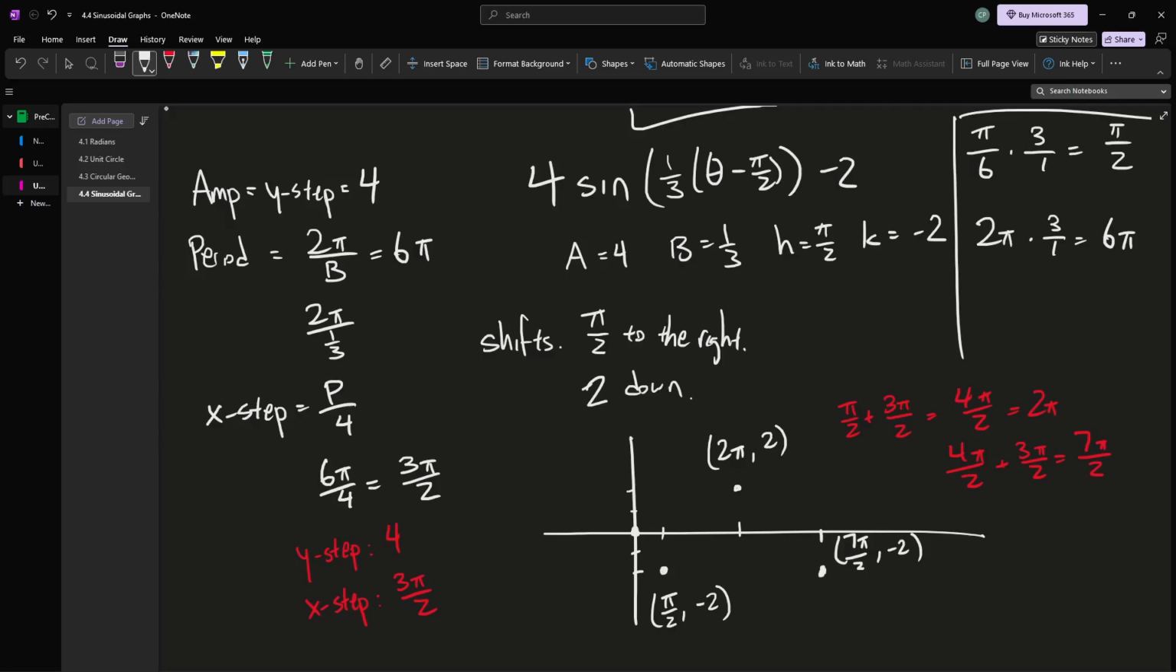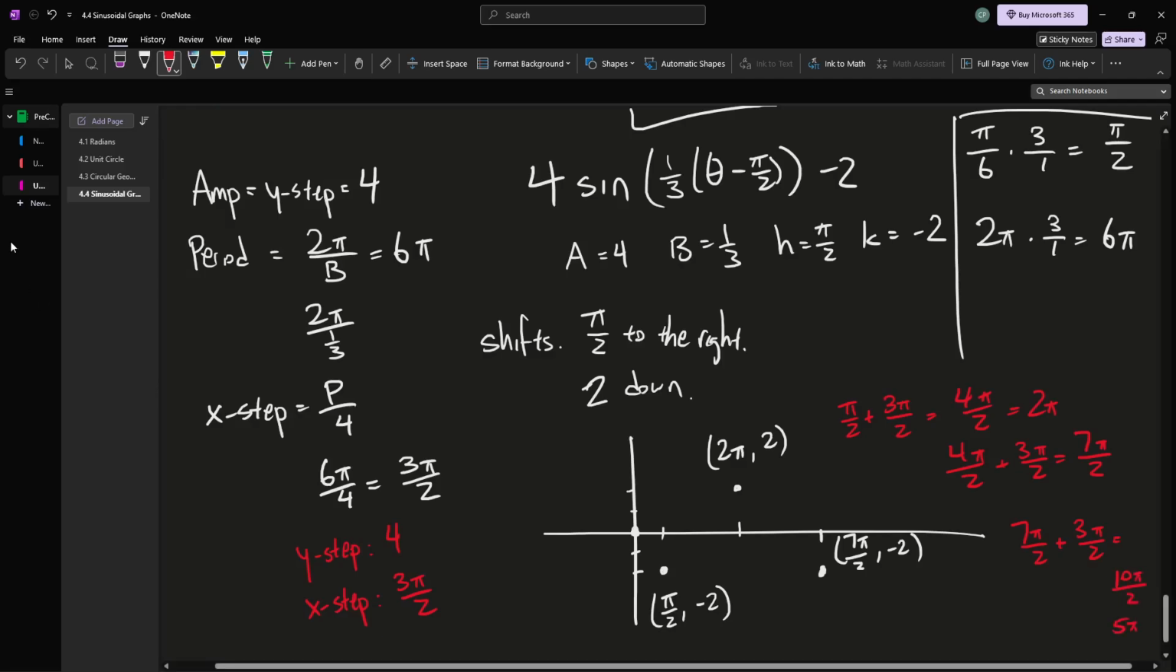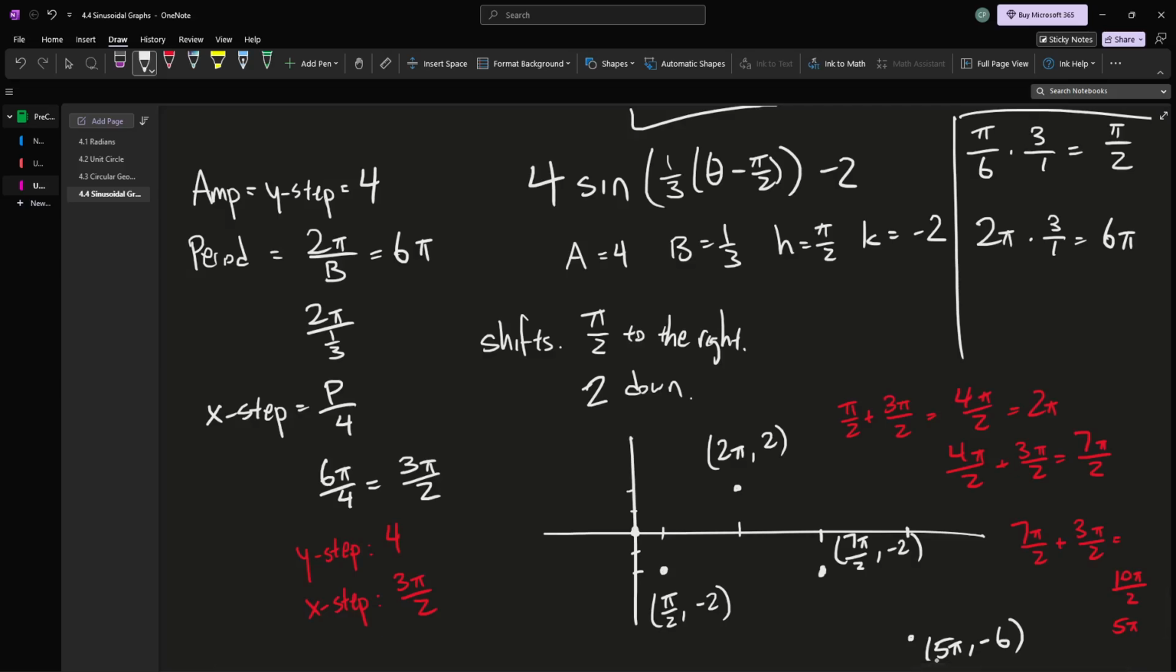And the sine continues going downwards. But first we find the x. So 7 pi over 2 plus 3 pi over 2 gives me 10 pi over 2, or 5 pi. So keep on going. 5 pi all the way down to here. 5 pi, negative 6. And then lastly, I'm kind of running out of space, but 10 pi over 2 plus 3 pi over 2 gives me 13 pi over 2. So this last one is 13 pi over 2, negative 2.